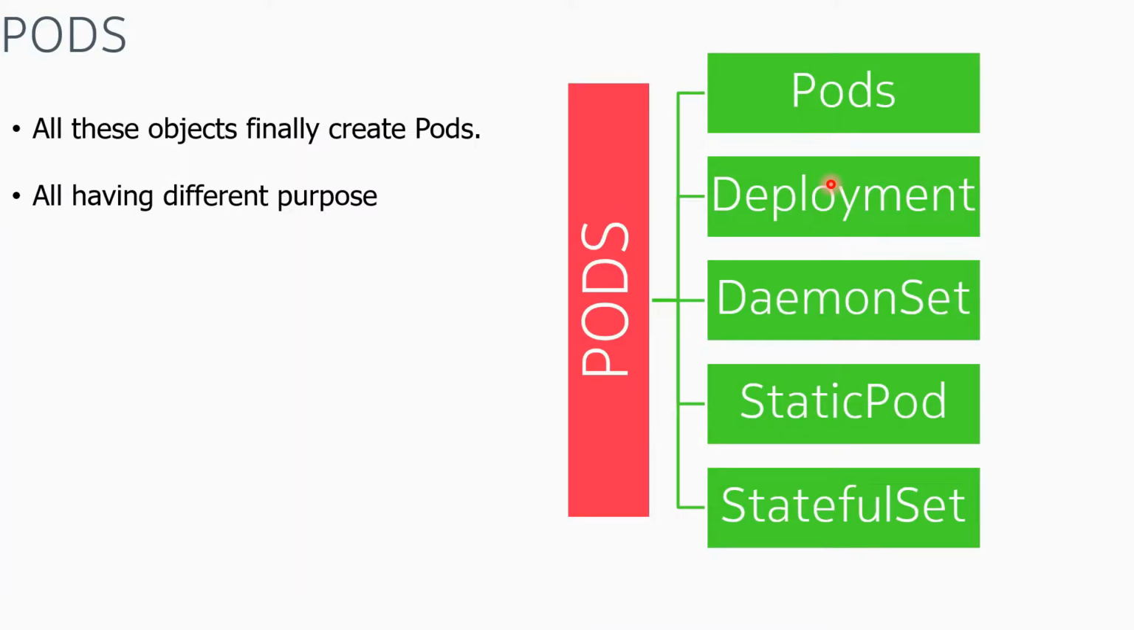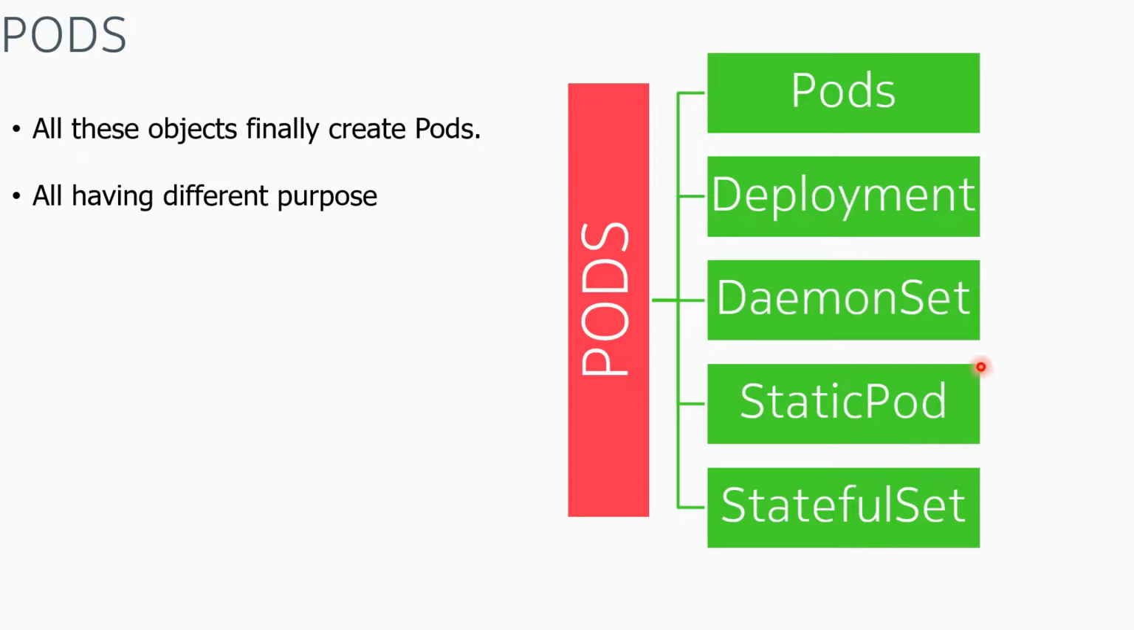In this section, we will discuss pods. Because we are discussing Kubernetes objects, it is necessary to discuss pods in the very first place. If I talk about pods, I would like to tell you in the beginning that all these objects finally create pods. That means the final product of a deployment is a pod. The final product of a daemon set is a pod.